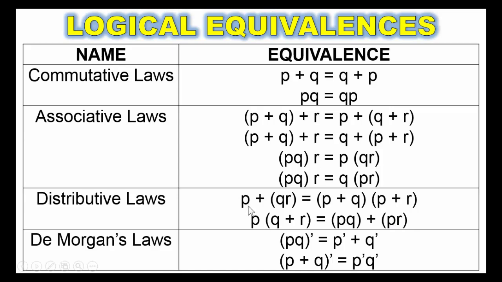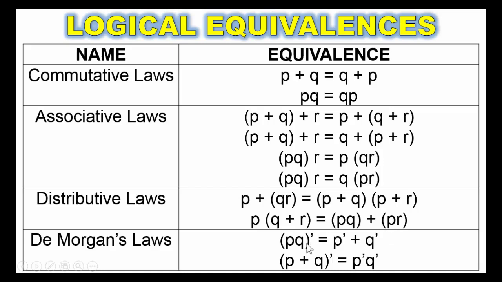We distribute P among the terms, for example, P or quantity Q and R. The connective and between Q and R will be the main connector, and then if we distribute P again, P or R, it becomes quantity P or R. The other one, if we distribute P among the literals Q or R, it becomes quantity P and Q. The connective or becomes the main connector, so we write or, and then finally we distribute P and R, and it becomes quantity P and R.